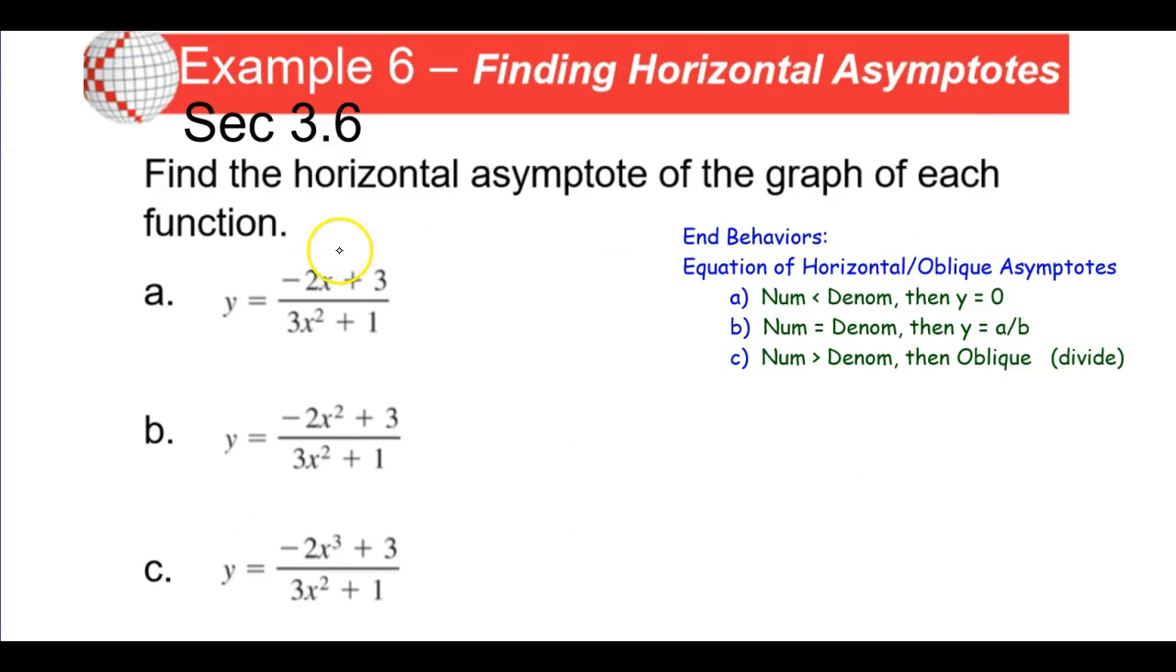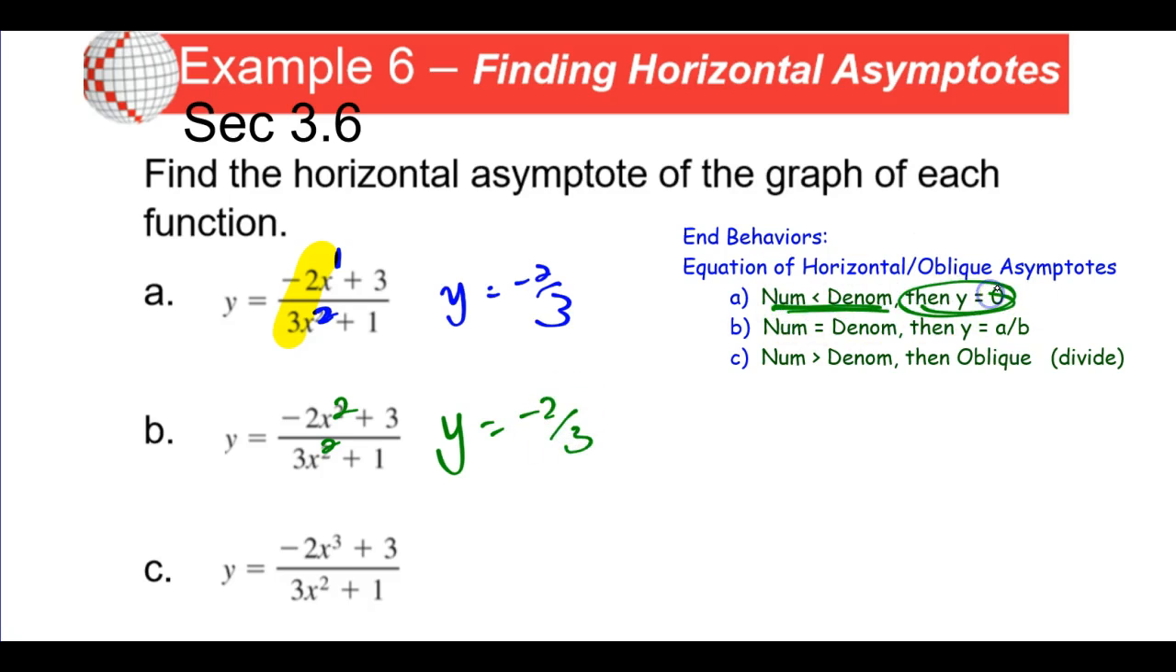So some examples here is if the degree of the numerator is less than the degree of the denominator, since this 1 is less than 2, the horizontal asymptote would be at negative 2/3. Remember, just the coefficients out front. And if the degree of the numerator is equal to the degree of the denominator, then this one is the negative 2/3. Let's try that again. If the numerator is less than the denominator, then y equals 0. So, oops, I botched that. Let's try that again. That should have been the 0.